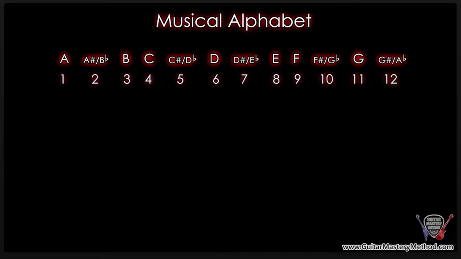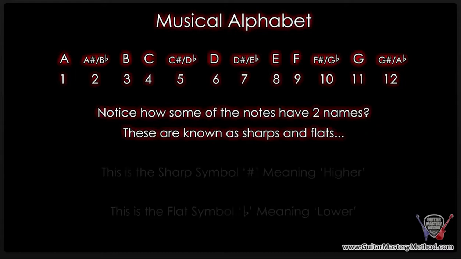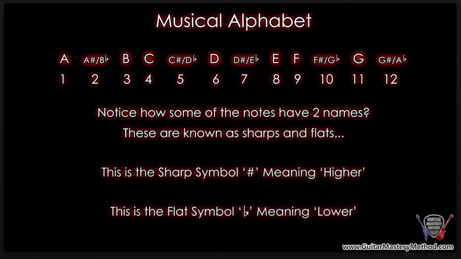A sharp and B flat, B, C sharp and D flat, D sharp and E flat, E, F sharp and G flat, G and G sharp and A flat. Notice how some of the notes have two names? These are known as sharps and flats. This is the sharp symbol, meaning higher, and this is the flat symbol, meaning lower.